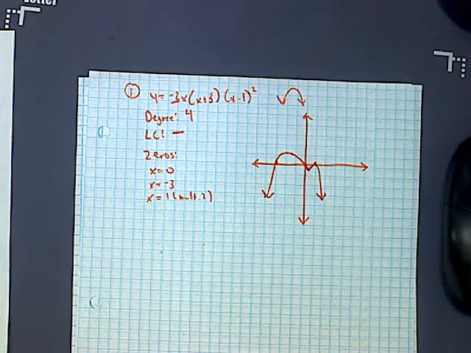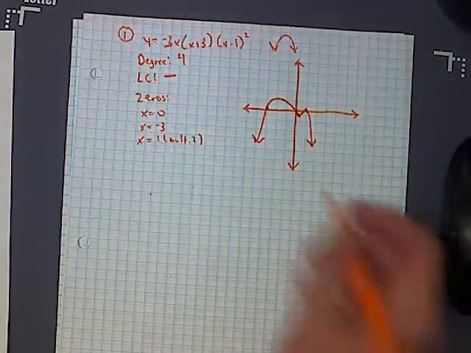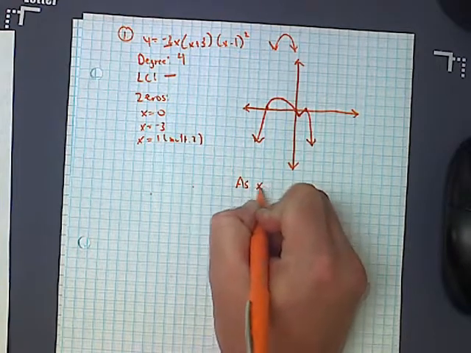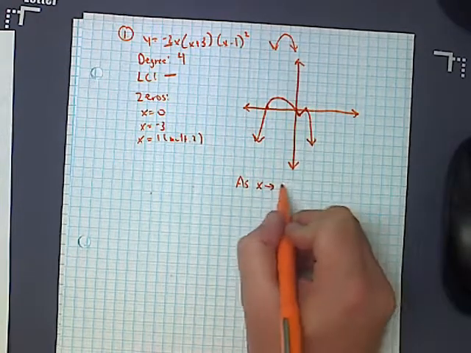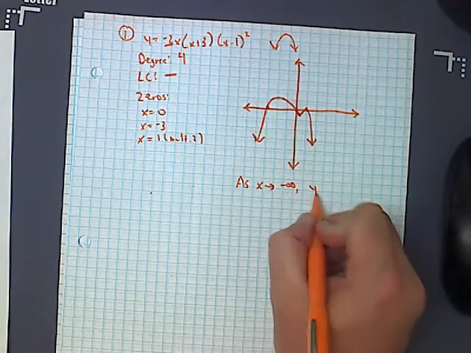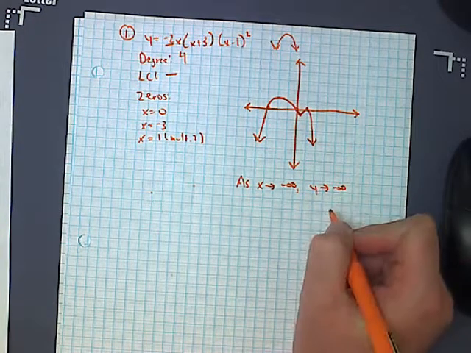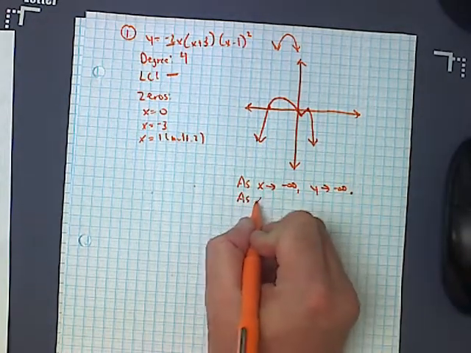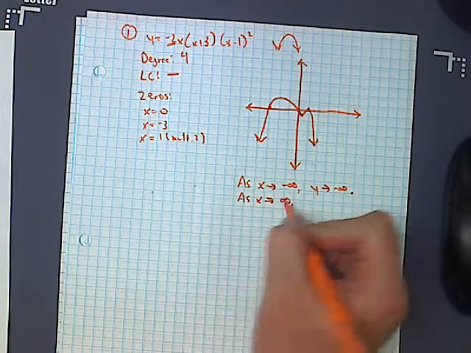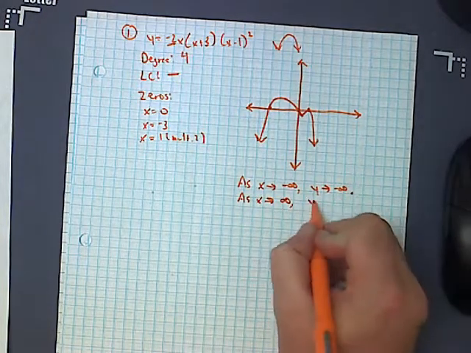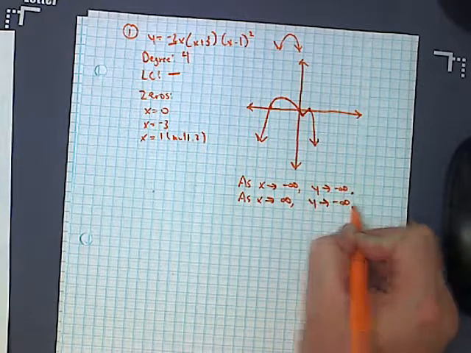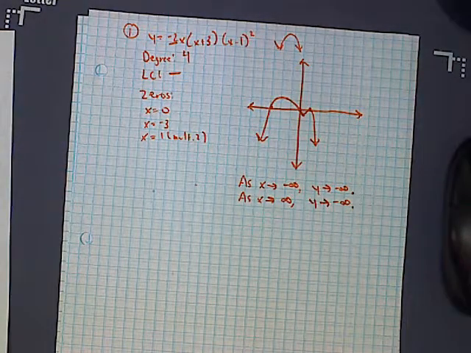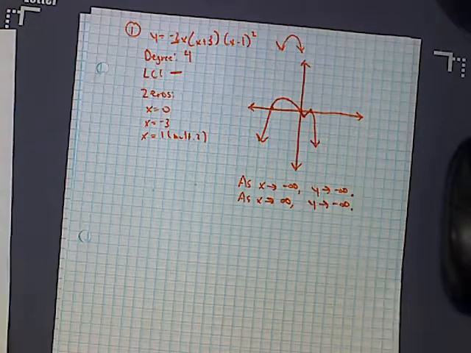Now let's practice our end behavior. As x goes to negative infinity, y goes to negative infinity. Period. As x goes to positive infinity, y goes to negative infinity. Just practicing that.